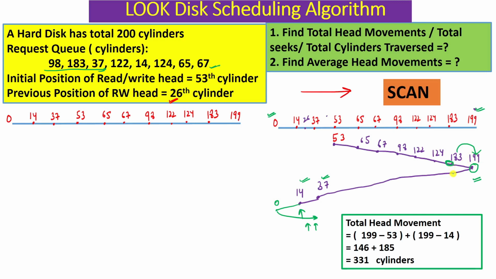After 183 we will just reverse in this direction, and then we will go on servicing these requests. The same way, if there are some requests in this direction also, so after 14, because 14 is the last request in this direction, let's say there are some requests, let's say 37, 14.